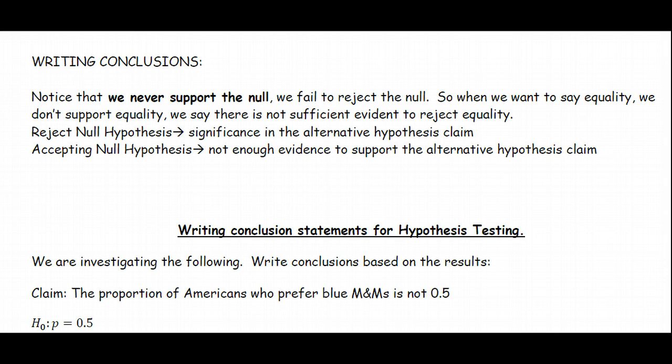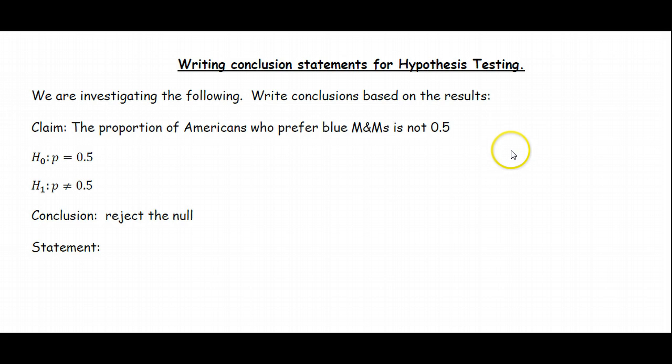Let's now talk about writing conclusions. Notice that we never support the null. We fail to reject the null. So when we want to say equality, we don't support equality. We say there's not enough evidence to reject equality. It's a little weird. Let's go ahead and try some using the same type of claim, and then we'll start seeing what the differences are.